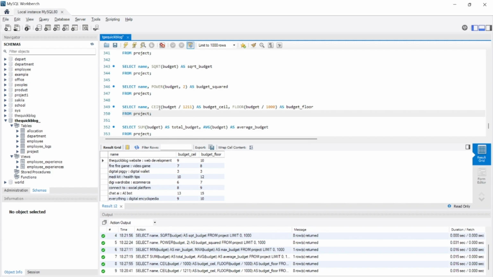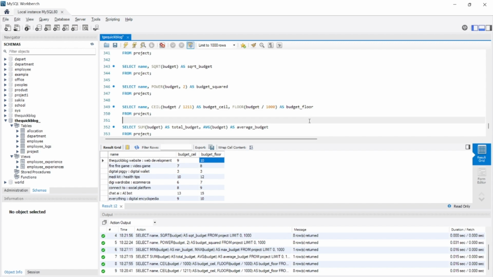So this function CEIL is basically going in the upward direction, increasing the value for rounding, and FLOOR is decreasing the value for rounding. And if the value is already an absolute value, that means if the value is already like 10, or like 11, then it will not do anything. It will just print out the value like this, 10, because the budget of the first project was 10,000 divided by 1,000, so it will give us 10. So no need to round in this case.